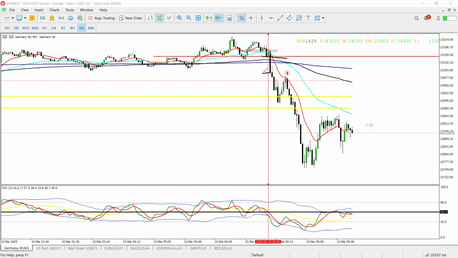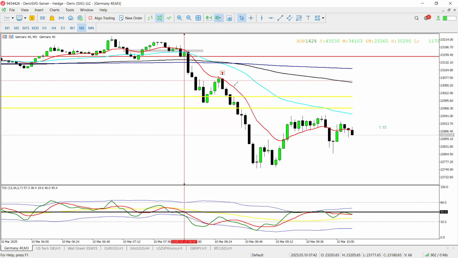Don't chase price here because if you're selling here, or selling here, your stop loss simply is to come outside the range because you don't know how deep the retracement is going to be, right? So you just want to try and be patient and wait for something familiar. So something familiar here, if we zoom in, what's familiar here?